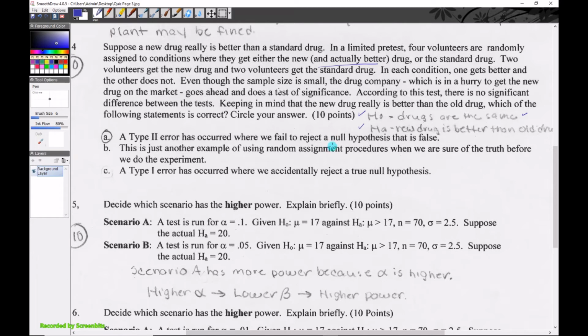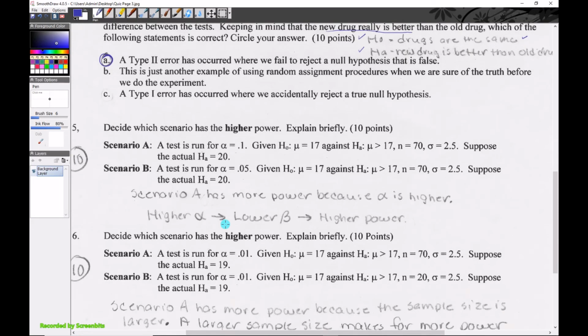All right. So if their test is telling us that there is no significant difference, but the new drug is really better, there it is, then you are failing to reject H0 when it's not true. You're accepting it when it's false. That is a type 2 error. That's why A is correct. Okay? All right. Now, I still had people messing up on 5 and 6.